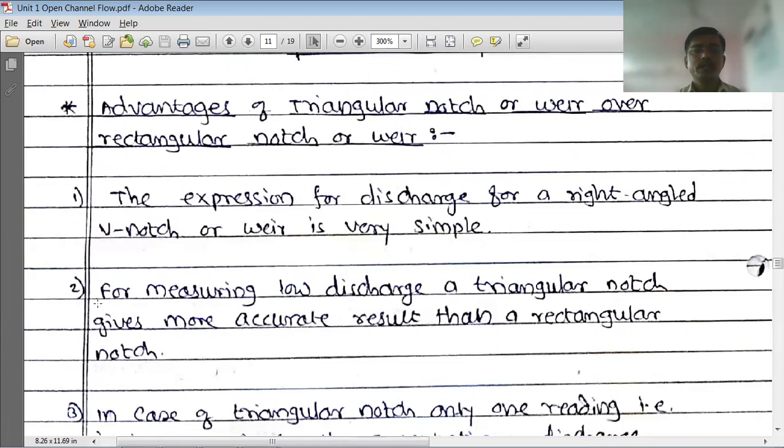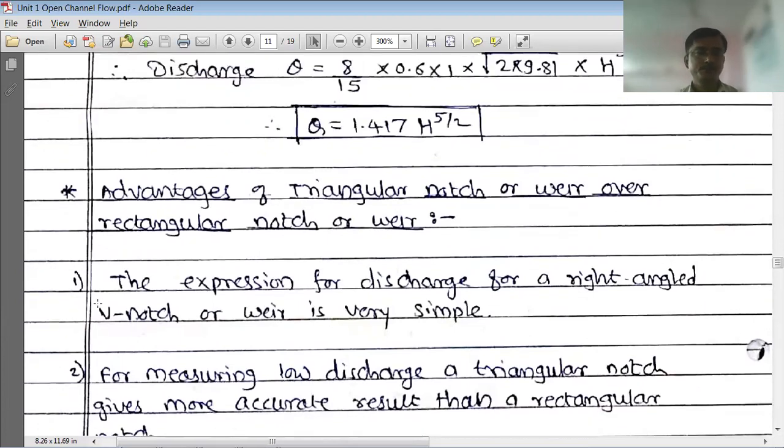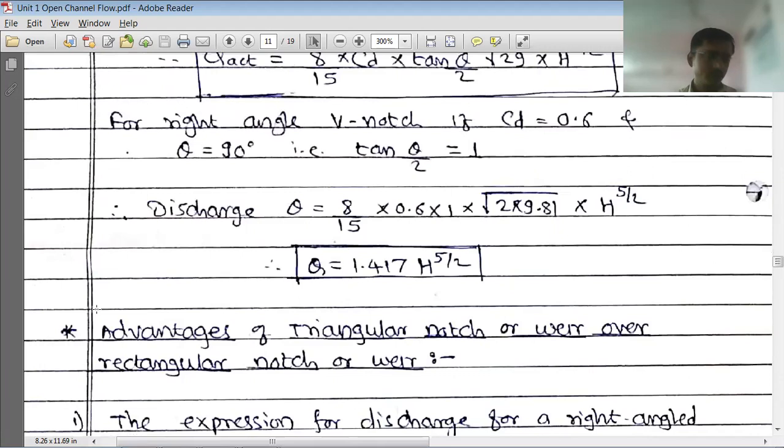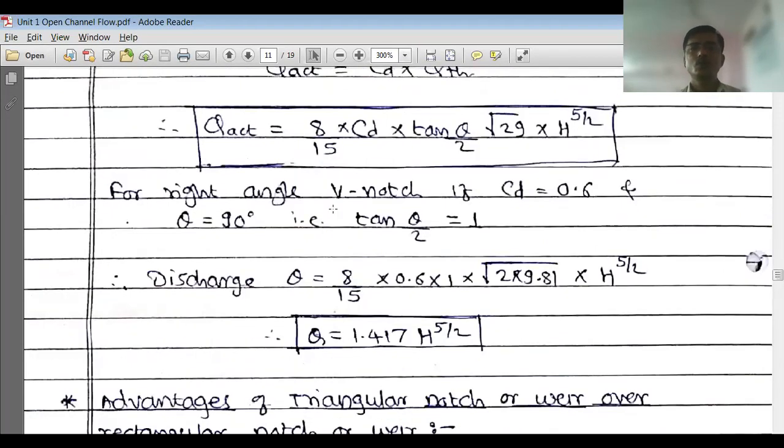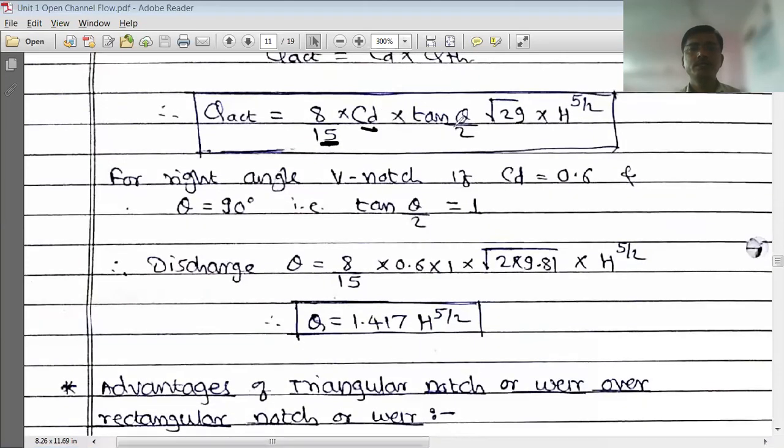The first advantage is that the expression for the discharge for a right angled V notch or weir is very simple. We have derived the expression for the triangular notch. And what was that expression? Q actual is equal to 8 by 15 CD into tan theta by 2 into under root of 2g into h raised to 5 by 2. This is the expression for any type of triangular notch or V notch, right?